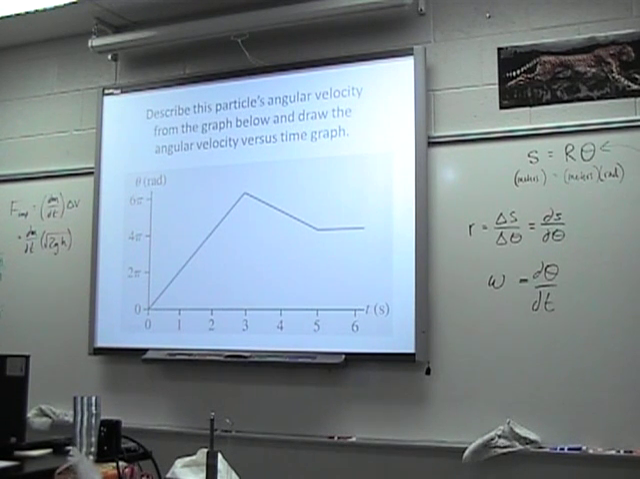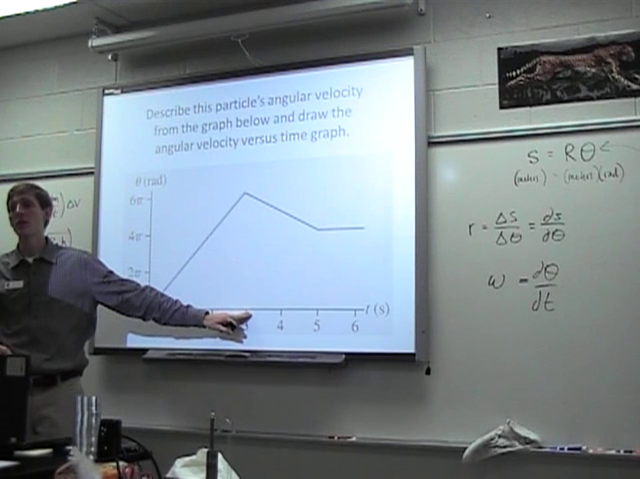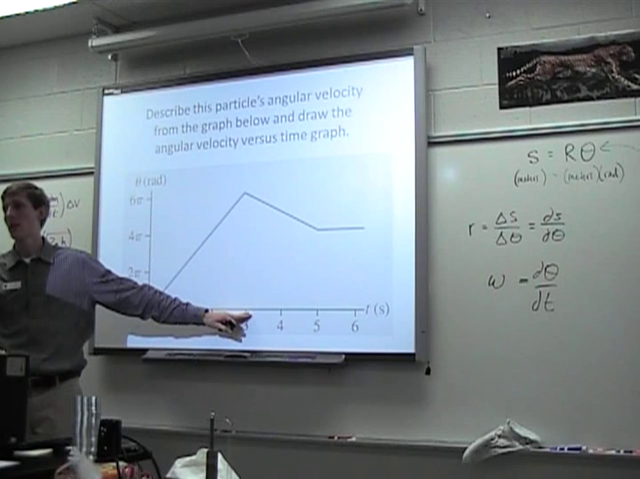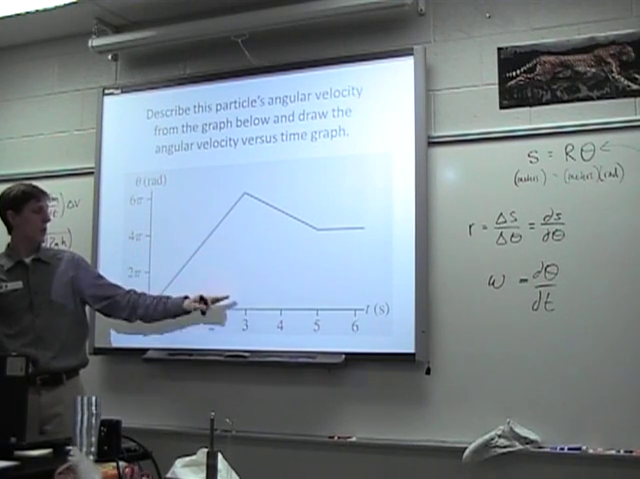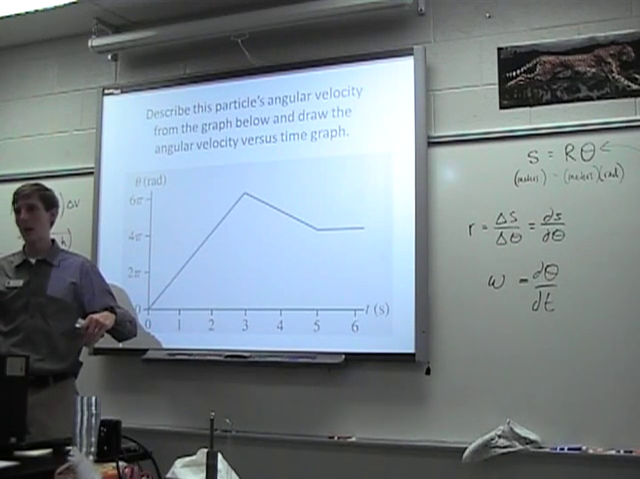Okay, describe the motion first. What's it doing from 0 to 3? Constant velocity. Clockwise or counterclockwise? Counterclockwise, why? Positive slope. Then what's it doing from 3 to 5? Going back. Not decelerating, it just suddenly switches directions.